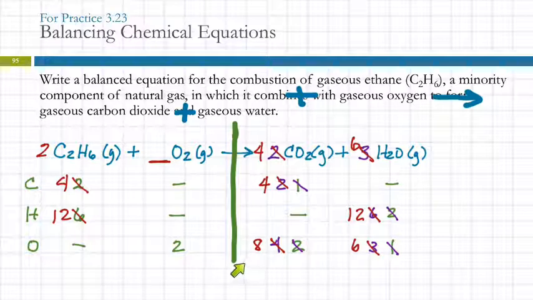Now with my oxygens, this is the one I have open. I like leaving this one for the end because when I change this, I don't mess up anything else. If I change this one, I'm changing carbon and hydrogen. If I change this one, I'm changing carbon and oxygen. When I add a coefficient in front of the O2, I'm only changing the oxygen. It's not going to mess up anything else.